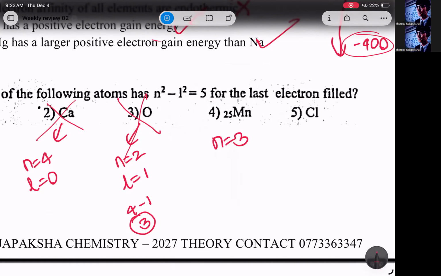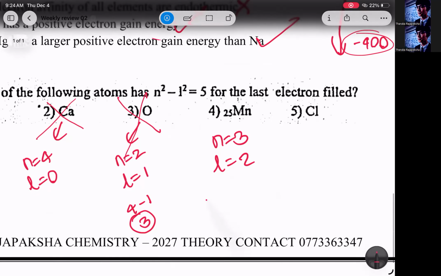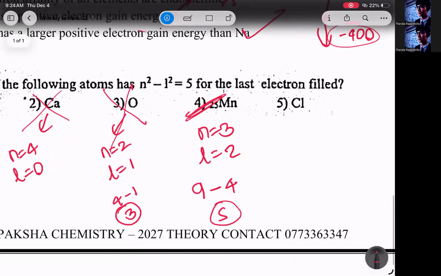Now the last electron is the d electron. So for the last electron, the d electron, you have to fill n equals 3 again. It's the 3d that is filled, so n equals 3 and l equals 2. That's how you take it. Then n squared is 3 squared, which is 9, minus l squared, which is 4. 9 minus 4 is 5. This is the answer.